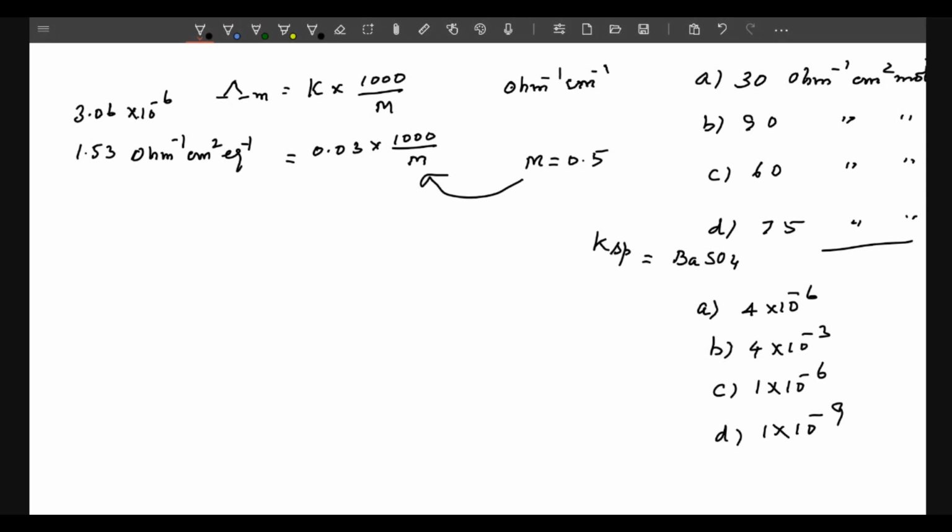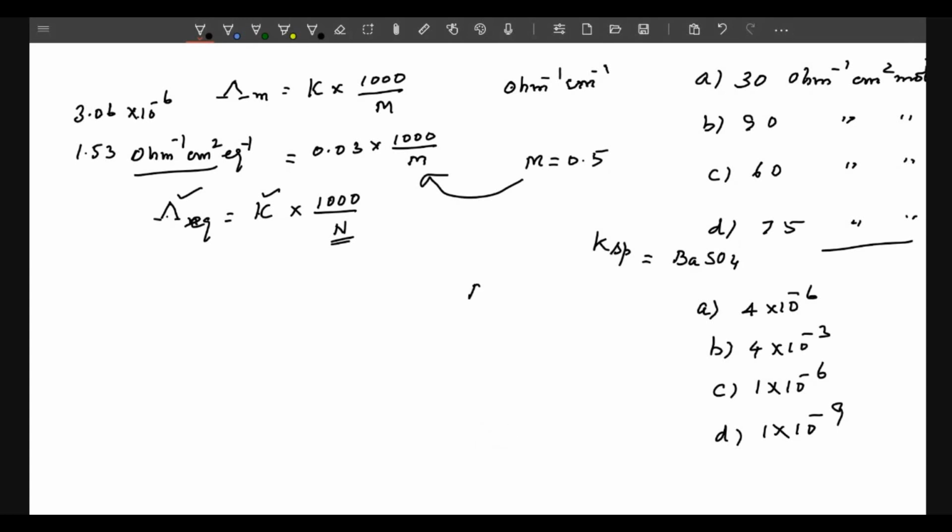Here is a two-step problem where you have to calculate the normality of the solution. Why normality, not the molarity? Equivalent conductance is given. Equivalent conductance is kappa into 1000 divided by N, here in centimeter square. You have been given this value and the kappa value. Kappa value is also in per centimeter. It should be per centimeter, otherwise you have to change it into per centimeter. Both are given. Therefore, you can calculate the normality of the solution.